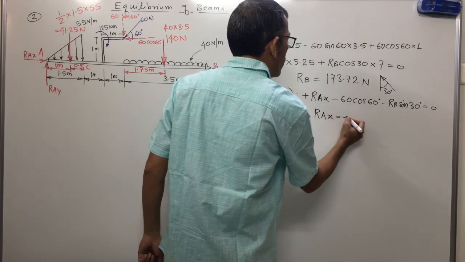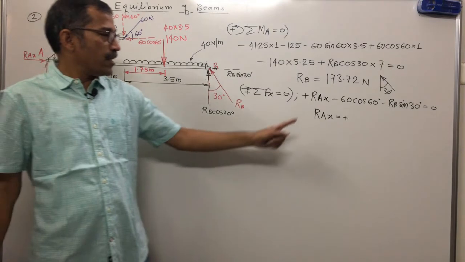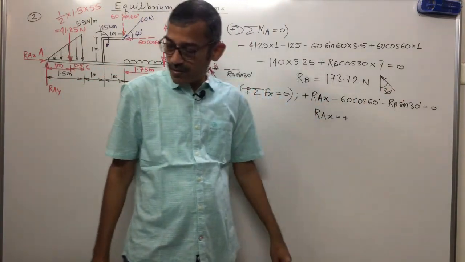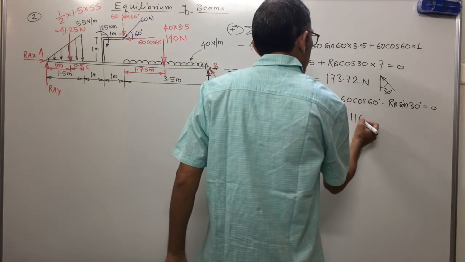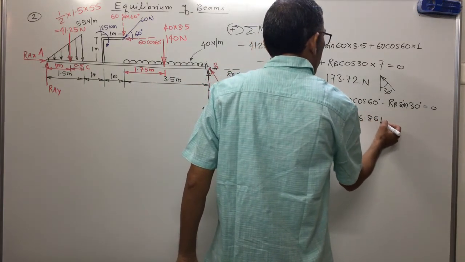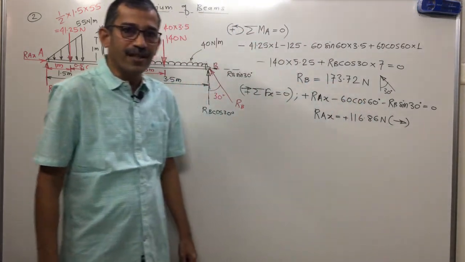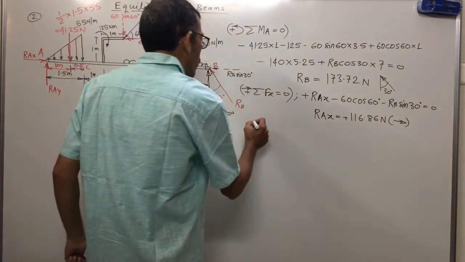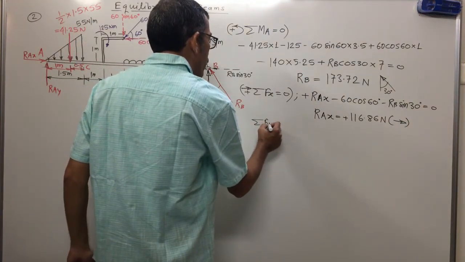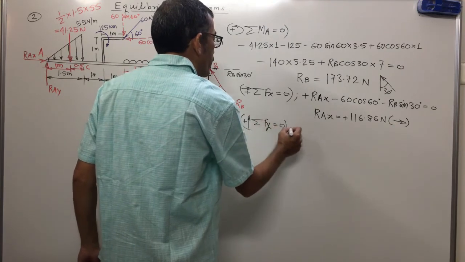RB we will substitute here. RAX, definitely the answer is positive because both terms are negative. If we write these terms on the right side, they become plus. So what RAX will we get? 116.86 Newton. Answer positive means what? Rightward. Clear? Yes. Next we will apply the equation along the y-axis and find RAY.